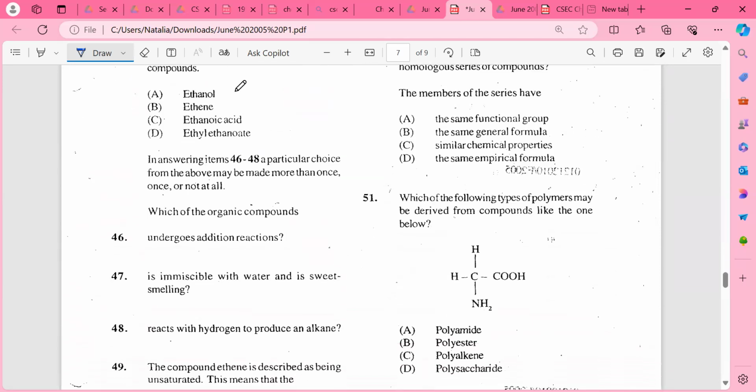Using some of these: ethanol, ethane, ethanoic acid, ethyl ethanoate. Which one of these undergo addition reaction? That's going to be the alkene, so that's B. Ethene. Immiscible in water is our ester, so that's D. Reacts with hydrogen to produce alkane. That's going to be an alkene, so the answer is B there as well.